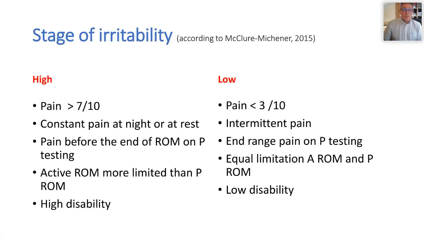Some other things that might be helpful to determine the stage of irritation, as you can see on the screen, the difference between highly irritated and lowly irritated is quite clear. But actually that's more or less the same as what I told you earlier, just a few extra details with the VAS score. Keep that in mind, okay?